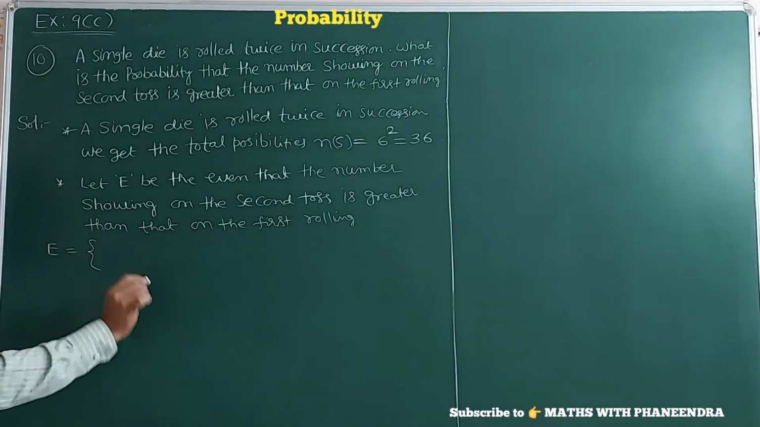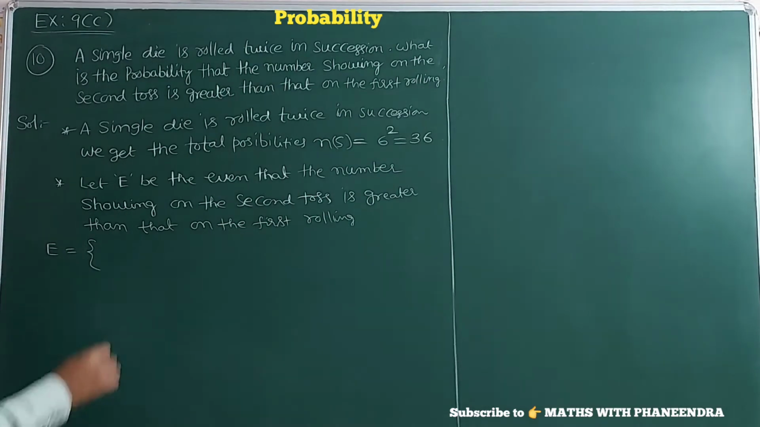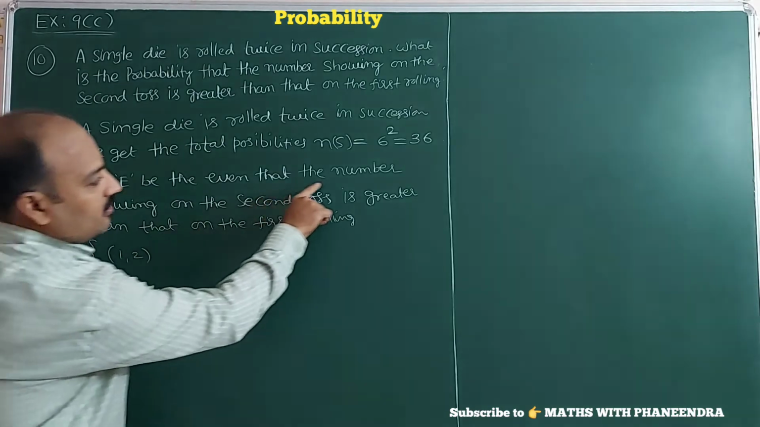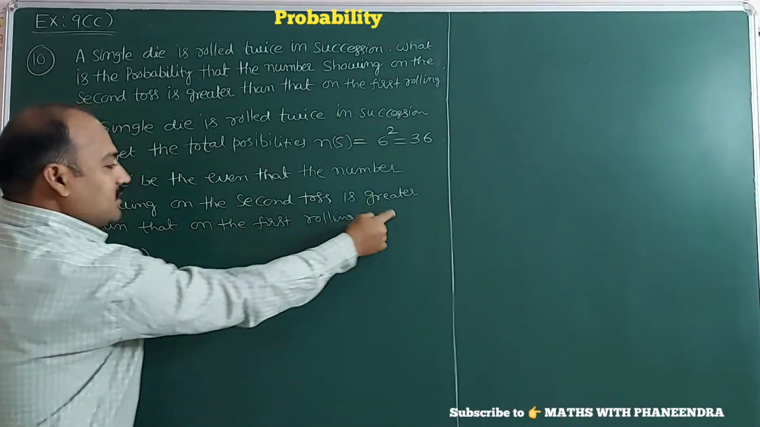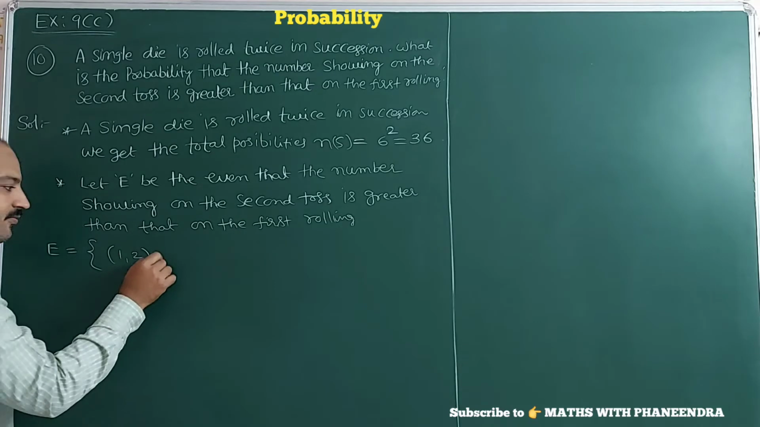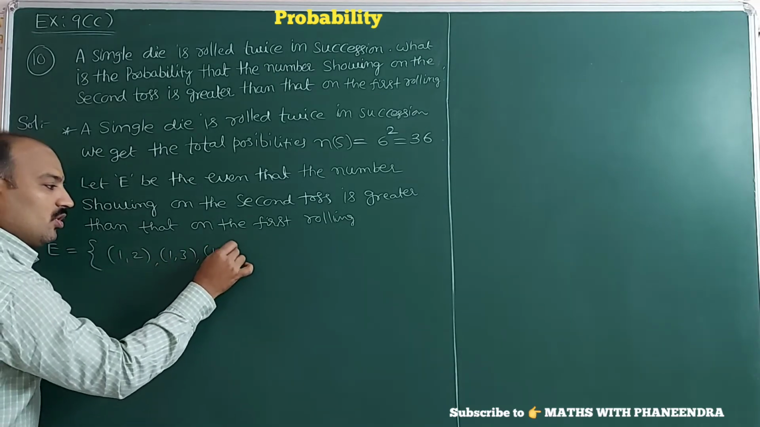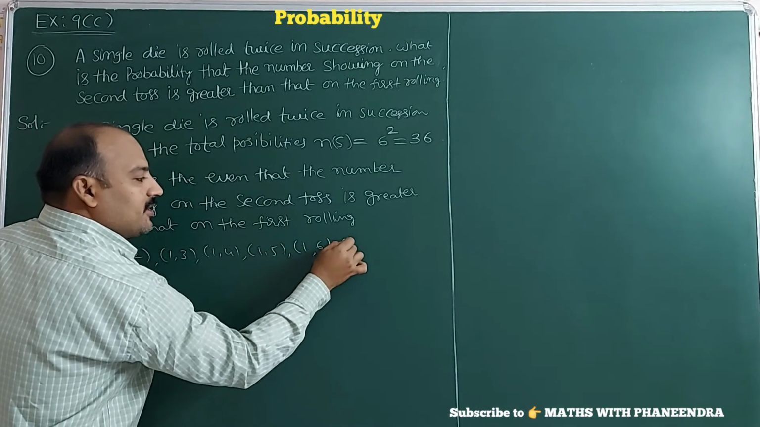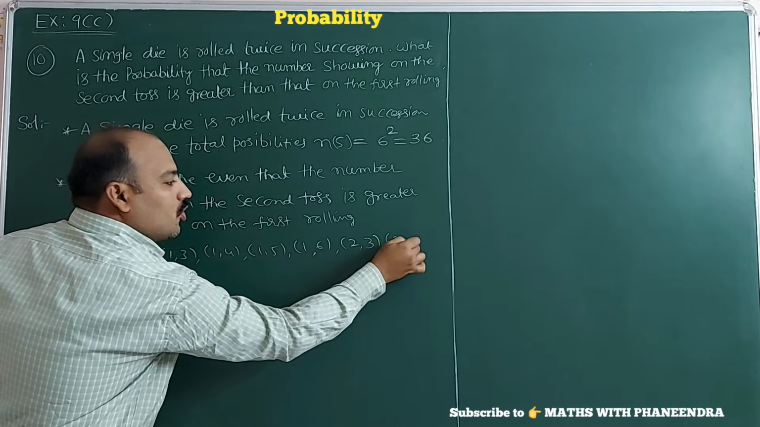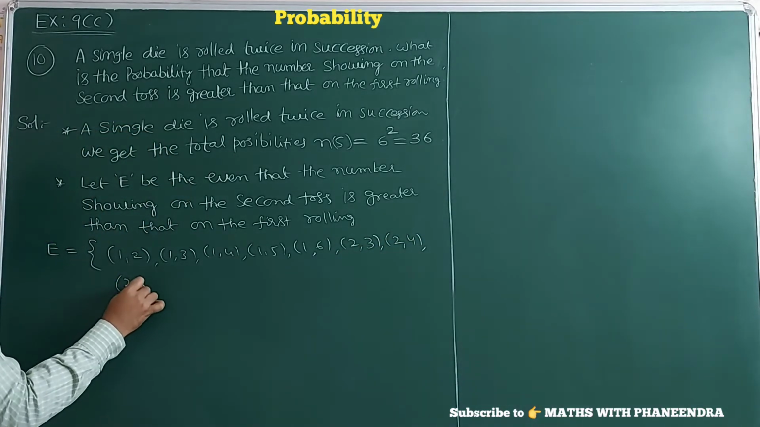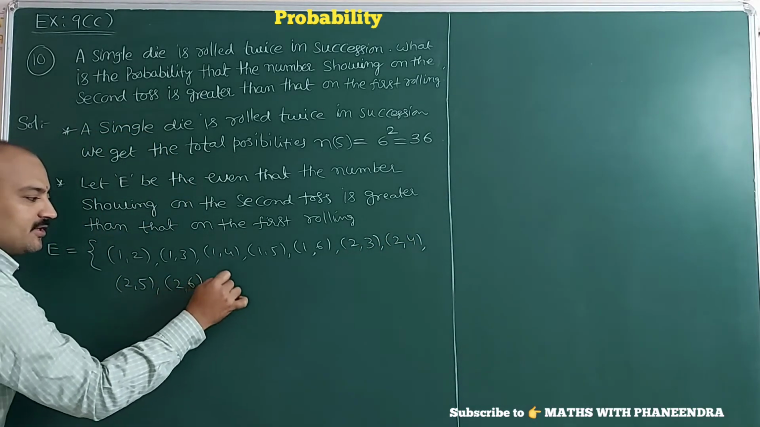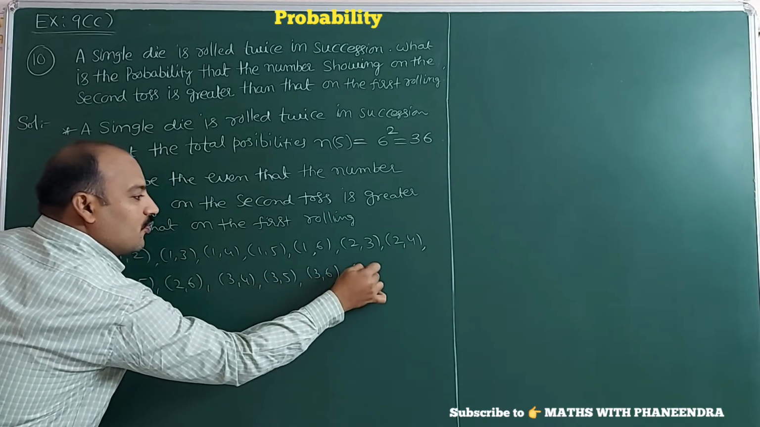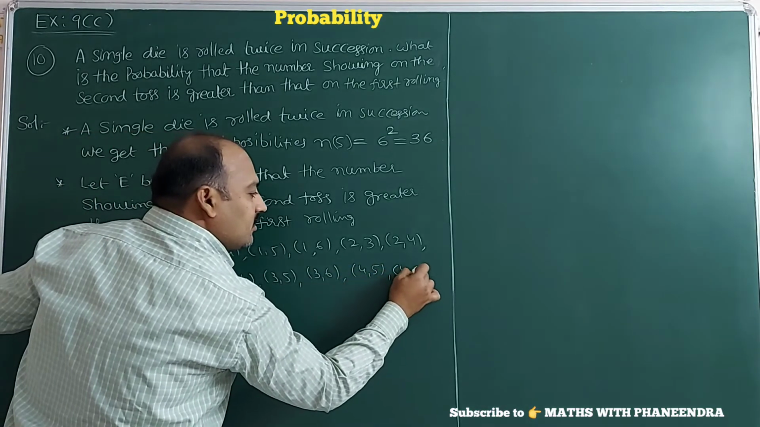I am writing here, dear students. So if you take 1 comma 2, here the number showing on the second toss is greater than the first toss. 2 is greater than 1. 1 3, 1 4, 1 5, 1 6. Next 2 3, 2 4, 2 5, 2 6. Next 3 4, 3 5, 3 6. Next 4 5, 4 6.